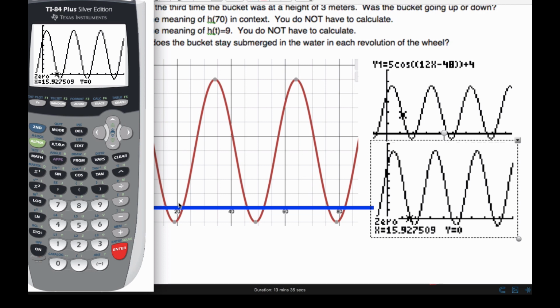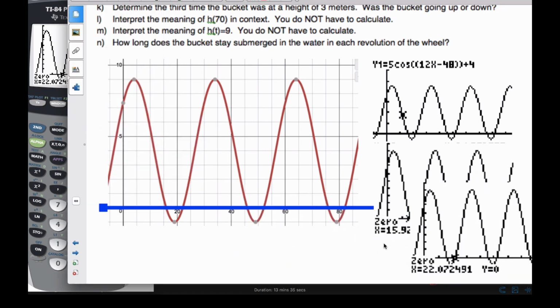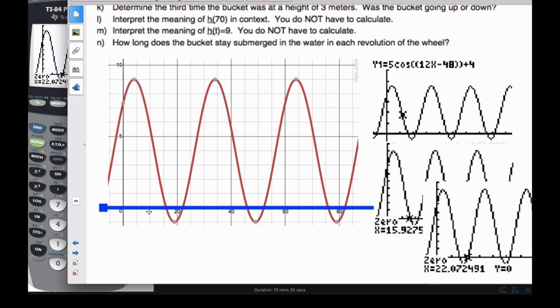And now I'm going to find the other one. So I'm going to do the same procedure, calculate the zero. I'm going to go from 20 now, and I'll say, I don't know, 30 with my right bound. And I'm going to guess 21. And so now my other zero is 22.07. So I know this one is 15.92, and this one is 22.07.